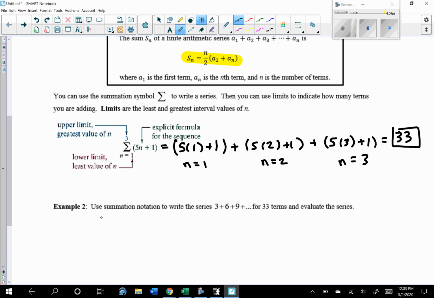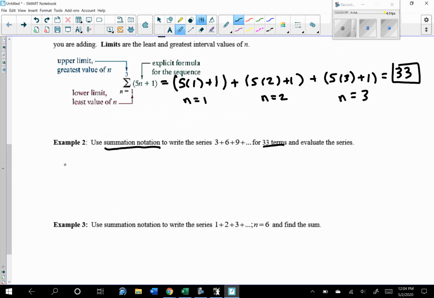For this, it says, for example 2, use the summation notation to write the series 3 plus 6 plus 9 for 33 terms. So that's going to be our upper limit. And then we want to evaluate the series. So in this case, we know that n is going to be equal to a starting value of 1 all the way up to 33. So we want 33 terms. Our first term is equal to 3.